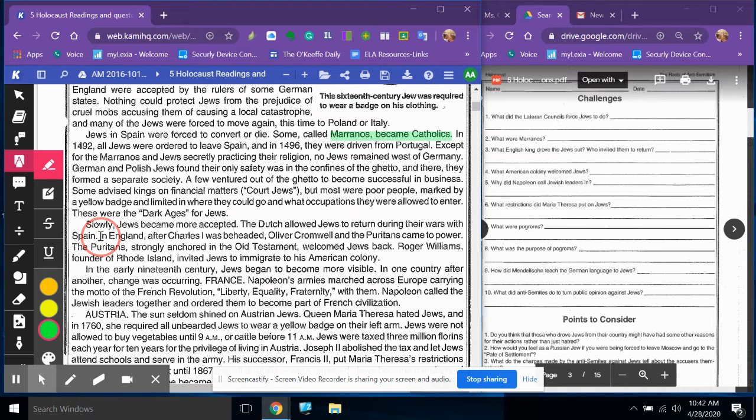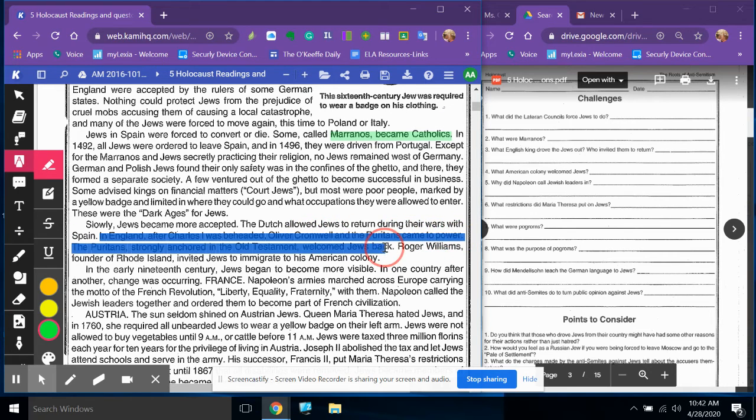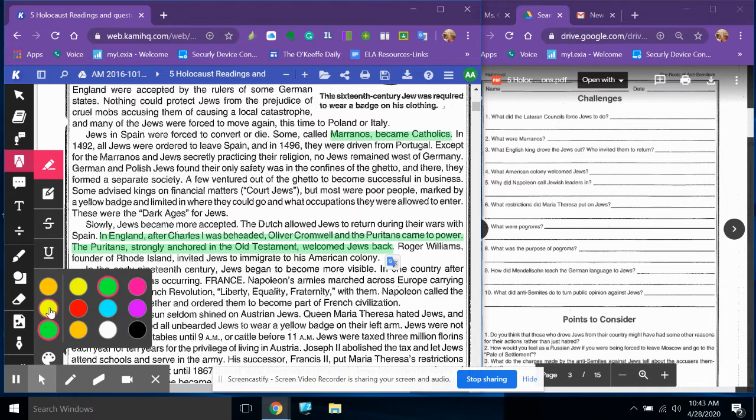In England, after Charles was beheaded, Oliver Cromwell and the Puritans came to power. The Puritans, strongly anchored in the Old Testament, welcomed Jews back. Roger Williams, founder of Rhode Island, invited Jews to immigrate to his colony. There's another one we can highlight.